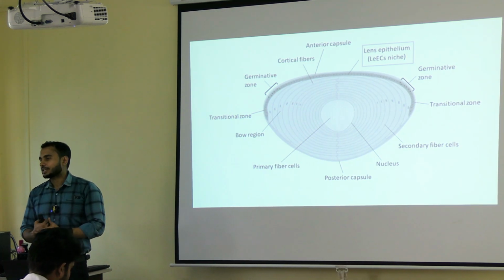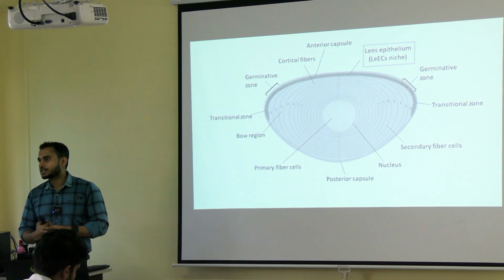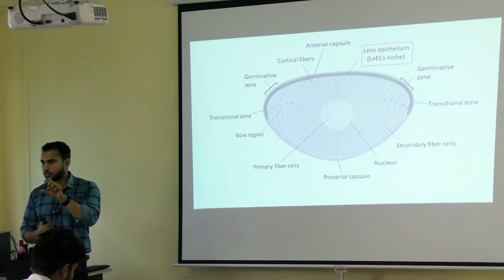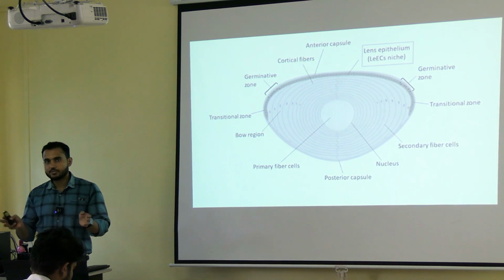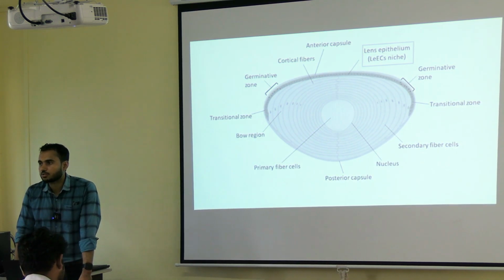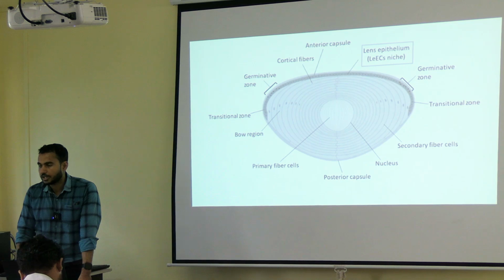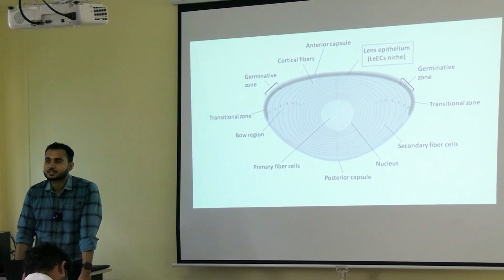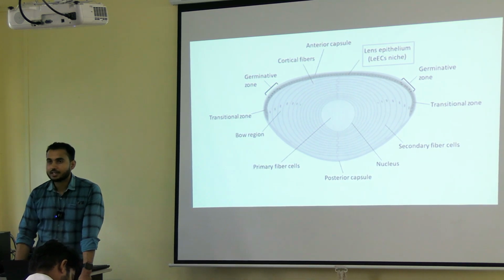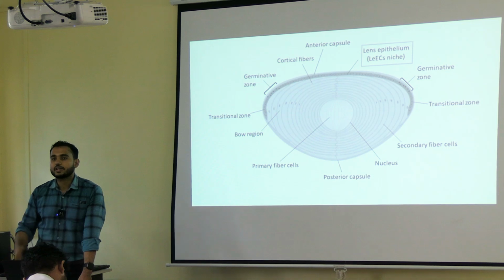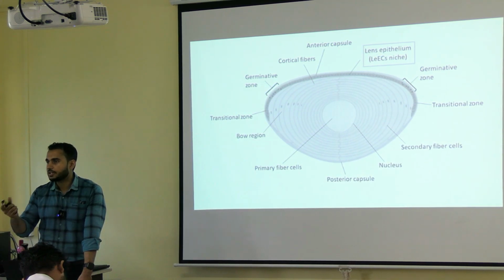So the center of the lens is also called the nucleus. The center is called the nucleus, and the periphery is called the cortex. In the cortex, newly formed lens fibers are present, and in the nucleus, old fibers are present. Now, what is the difference between the two?